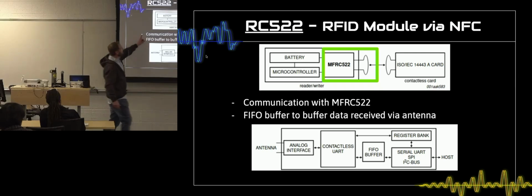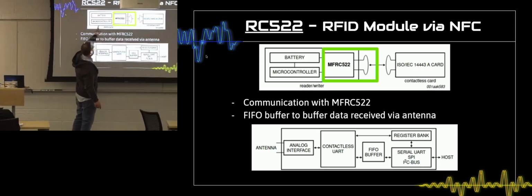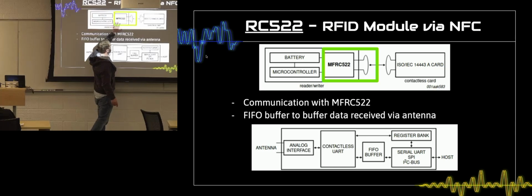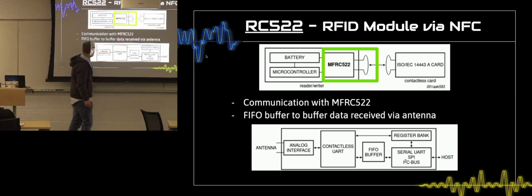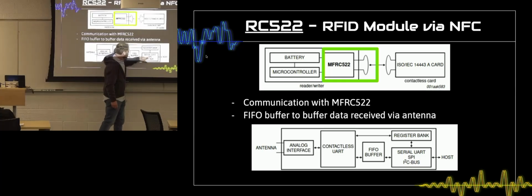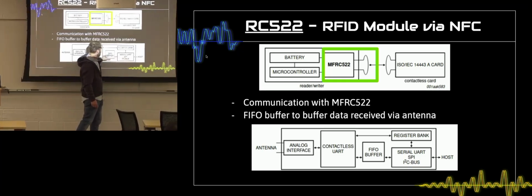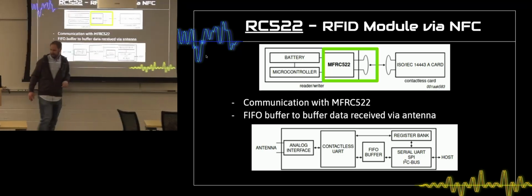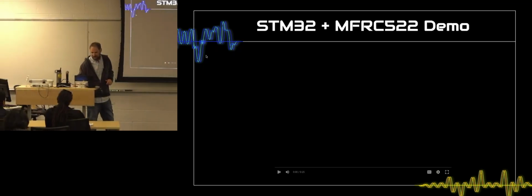And then they're going to go through here. They're going to talk about kind of their setup. They have a battery, they have a microcontroller that initializes this thing and talks to the RFID reader. In here you have this antenna, an analog interface, contactless UART, but there's basically a host interface. You're talking to this. There's a buffer that you can send data back and forth, and you can read data back in if you need it.